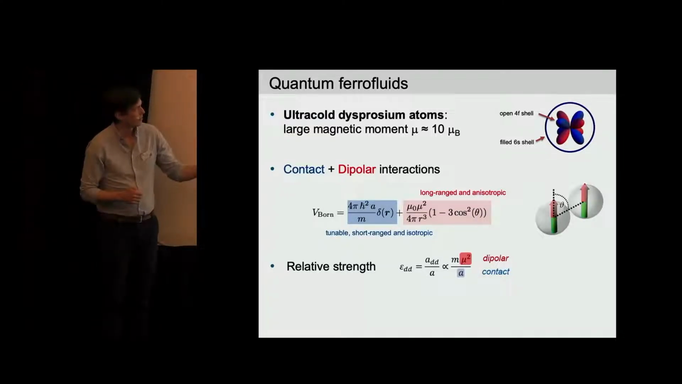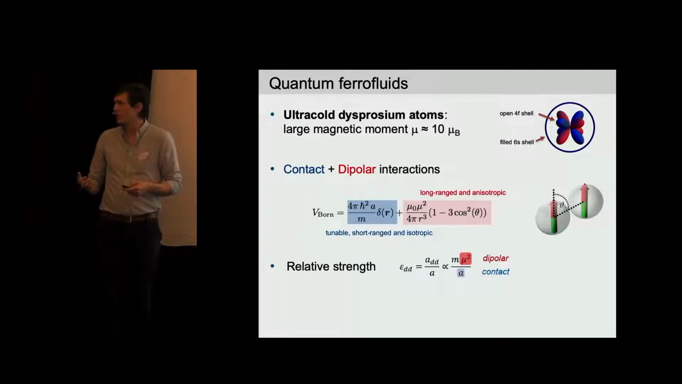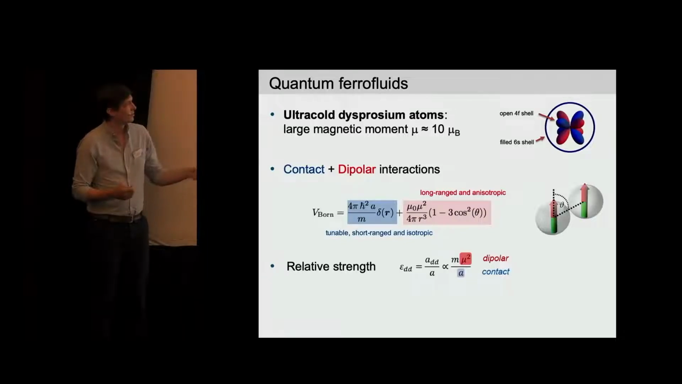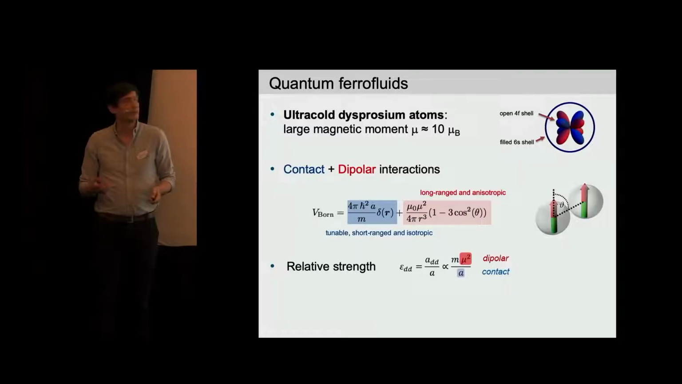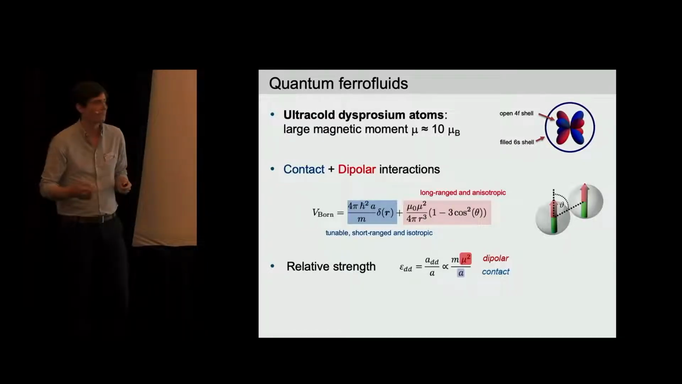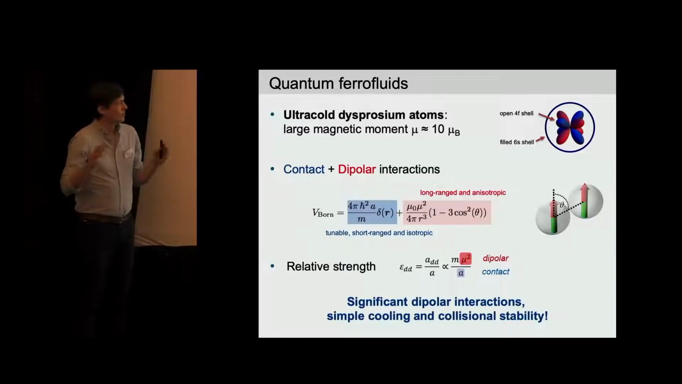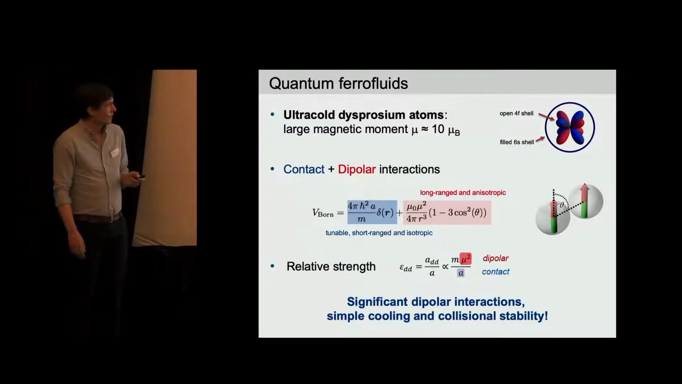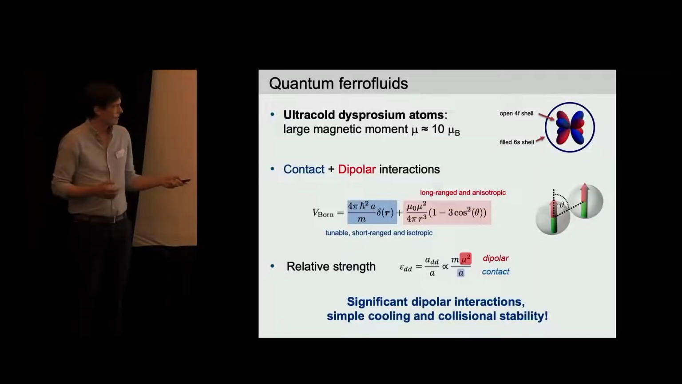Of course, you need to pick your atom in the right way. You always have to compare dipolar interactions and contact interactions, and you want to make the dipolar interactions dominant here. So you need to pick something with a big dipole moment, which is why we are using dysprosium, whereas with rubidium you wouldn't see any effects. Putting this all together, we now have a system at hand that has significant dipolar interactions.